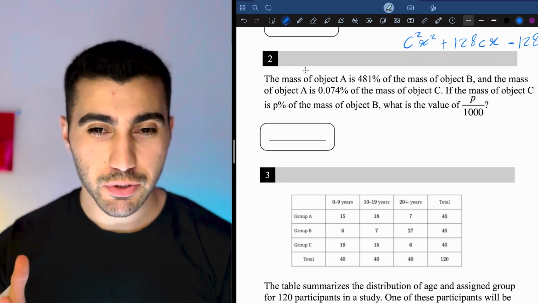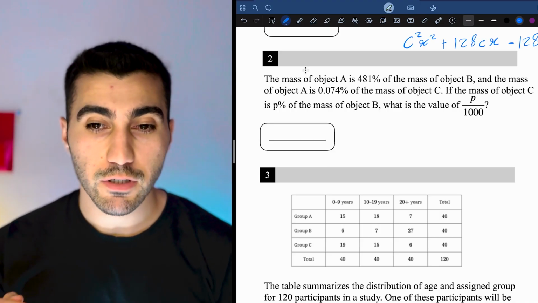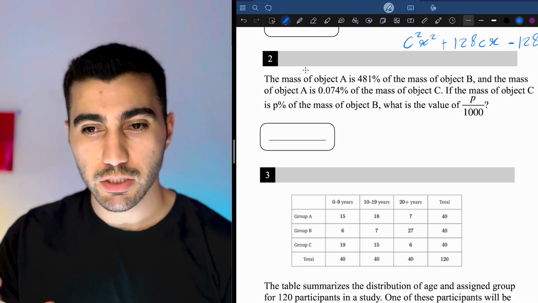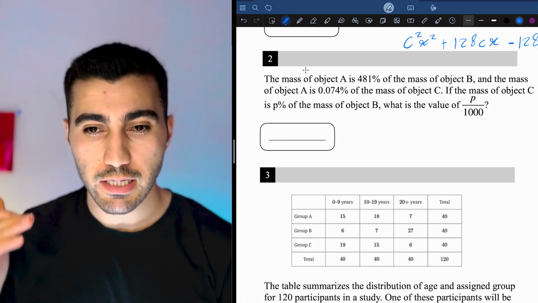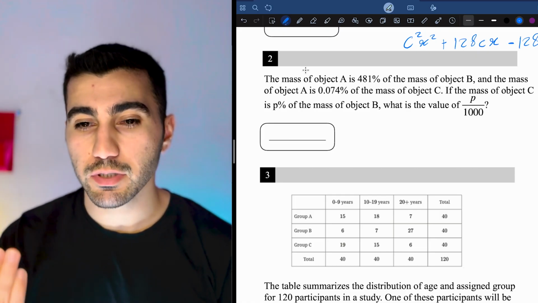All right, question number 2. The mass of object A is 481% of the mass of object B. This is a percent question. Right away at the first sentence, I realized that. Now I have to translate it, write it algebraically, step by step.